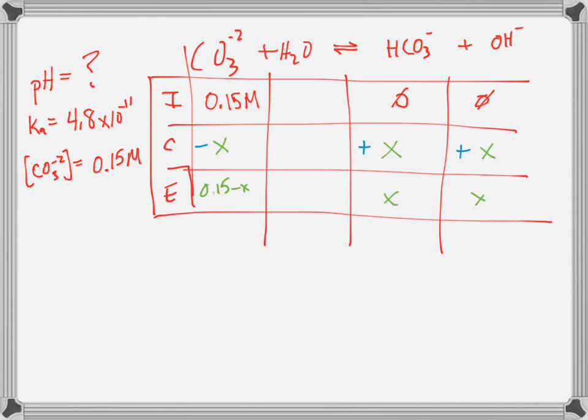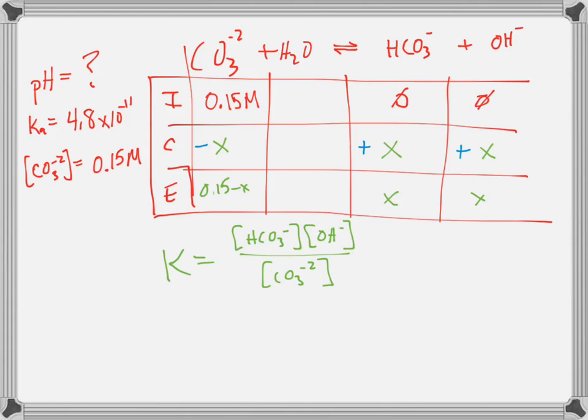What's our equilibrium expression for this equation? K equals CO3 minus OH minus over CO3 minus 2.